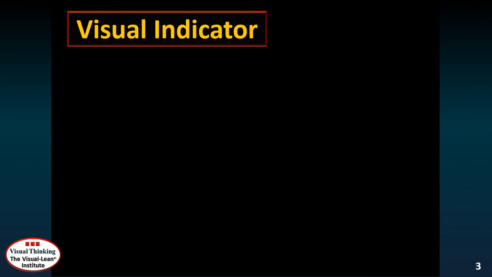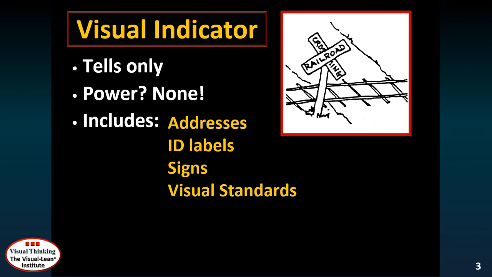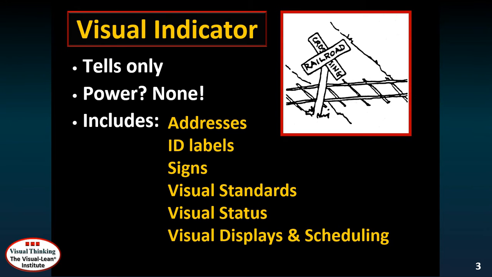Visual indicators tell only. They have no power, like this railroad crossing sign. No power to make us obey or comply. No power to make us use it. Indicators at work include addresses, ID labels, signs, visual standards, visual status, visual displays, visual scheduling boards, and measures. Yes, your KPIs. Here are some community examples.